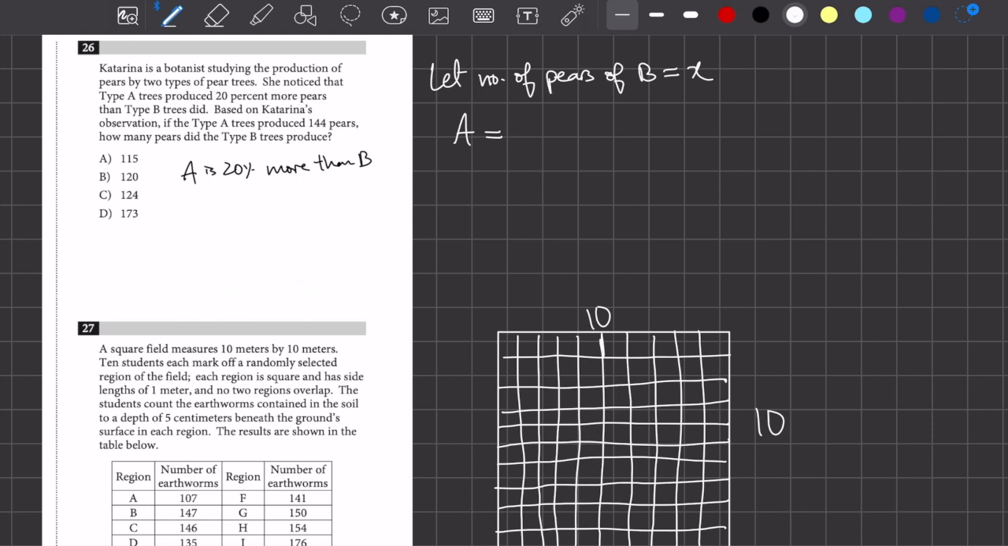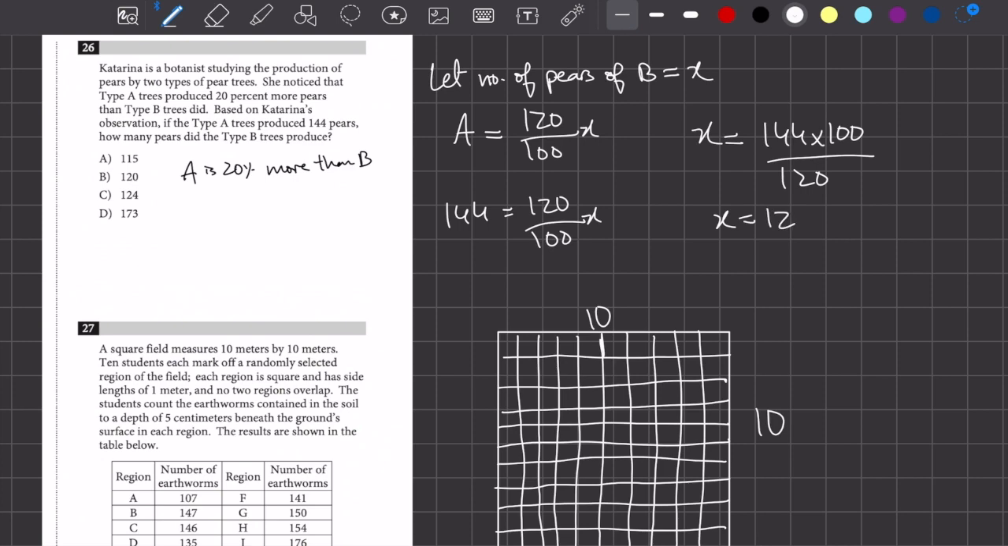For question 26, we know that A has 20% more pairs than B. We also know that A has 144 pairs. Solving this, we get 120 pairs for B, option B.